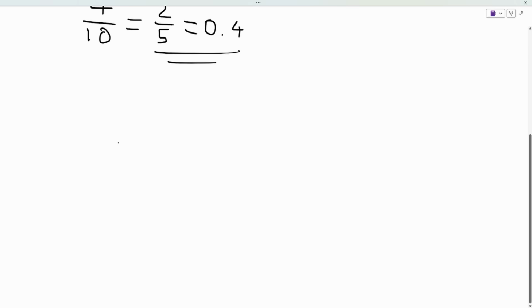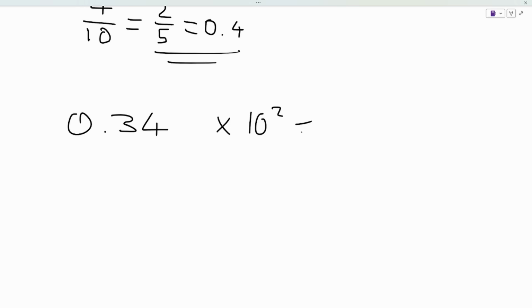Now, for another example, let's take a slightly harder decimal. So let's say we have 0.34. So again, the first thing we want to do is make this an integer, a whole number. To make 0.34 a whole number, we can multiply it by 10 squared, which is the same as 100.